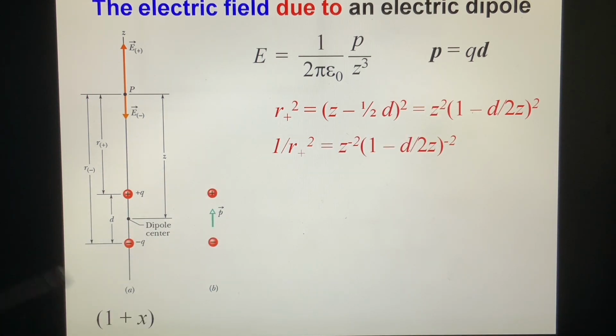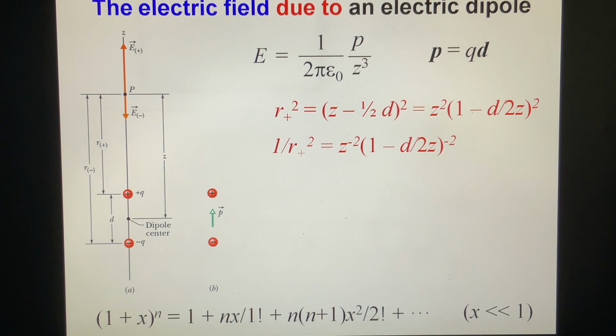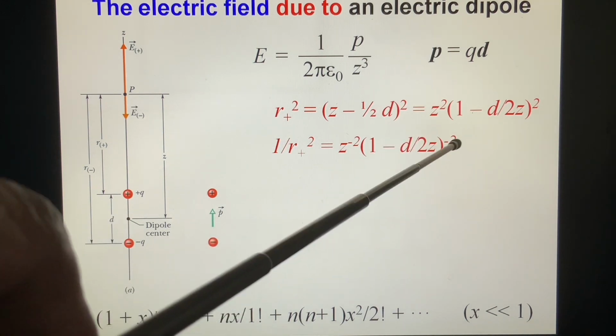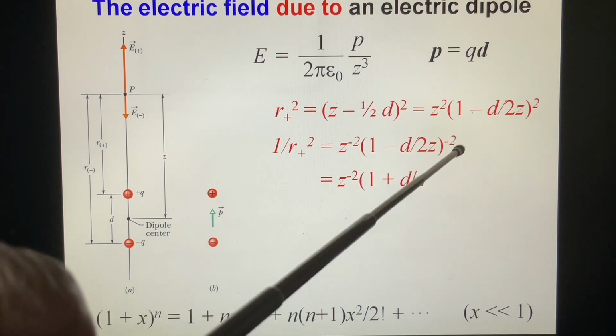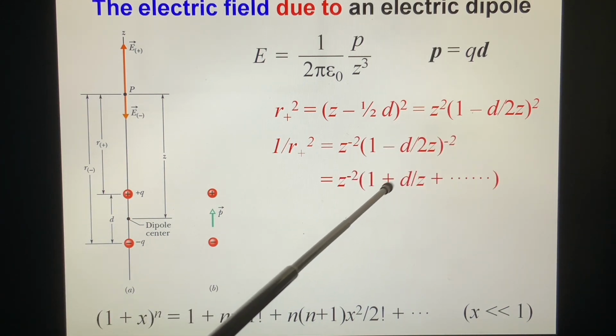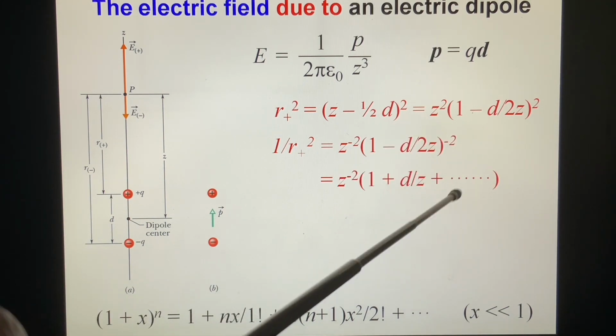Now we have a formula in calculus: 1 plus x to the power n. When x is much smaller than 1, we can write it as approximately 1 plus nx plus n(n minus 1) x squared over 2 factorial, and so on. So in this case, we put this inside. This is equal to z to the minus 2, times 1 minus 2 times positive half, the 2 cancels, d over z, and so on.